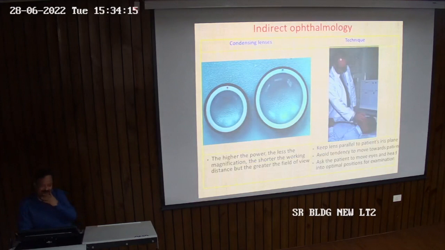Now, the best way to examine the retina, and especially RD cases, is with indirect ophthalmoscopy. Direct ophthalmoscopy does not let you see the periphery of the retina. So this is direct ophthalmoscopy.